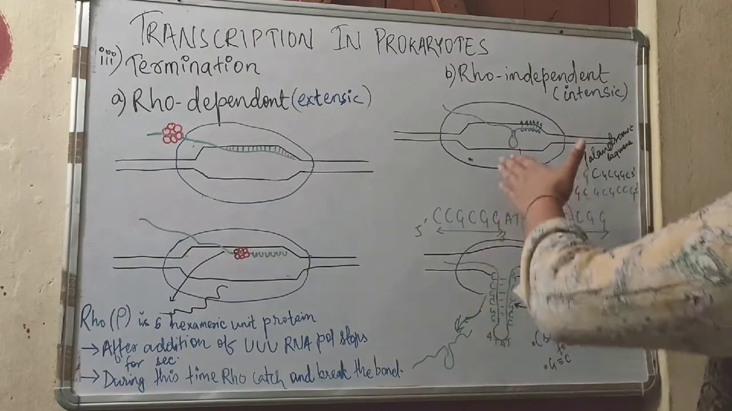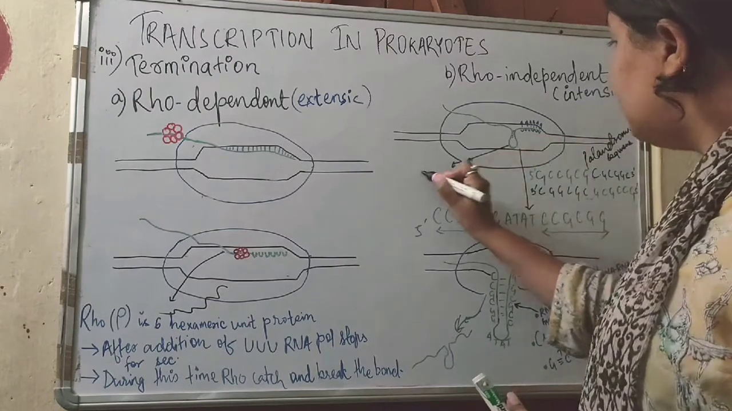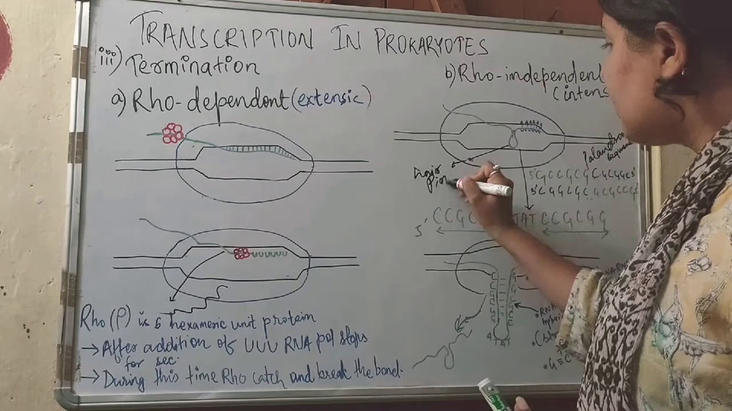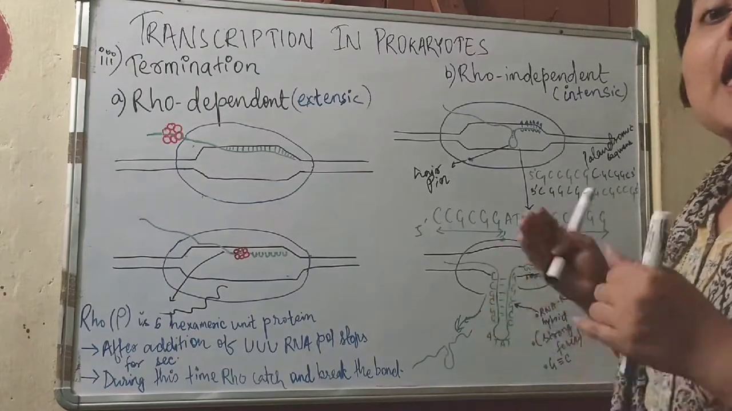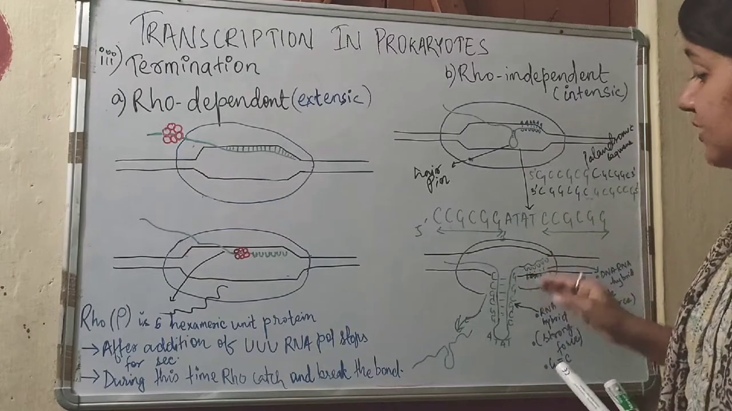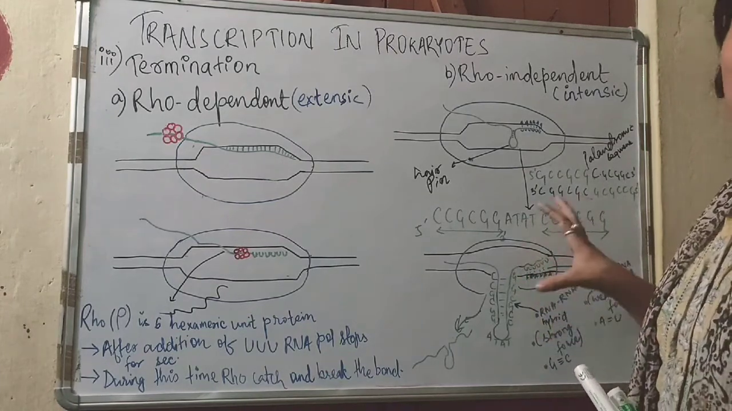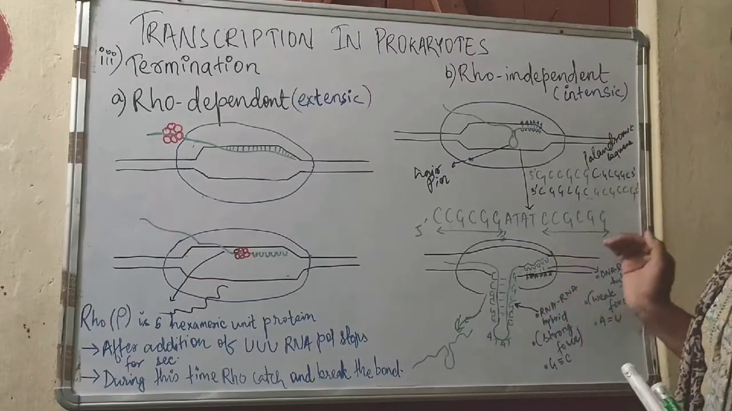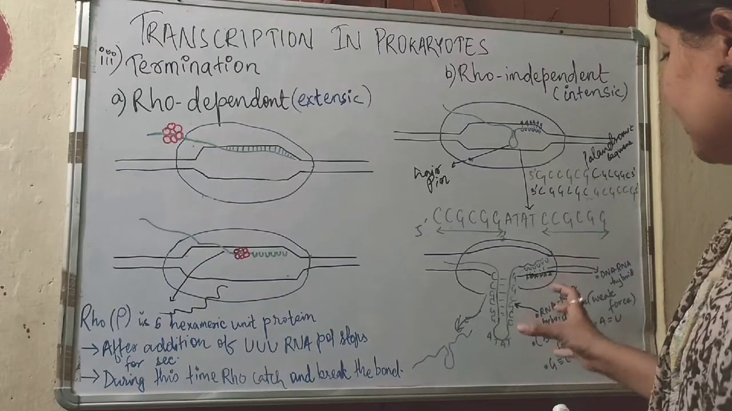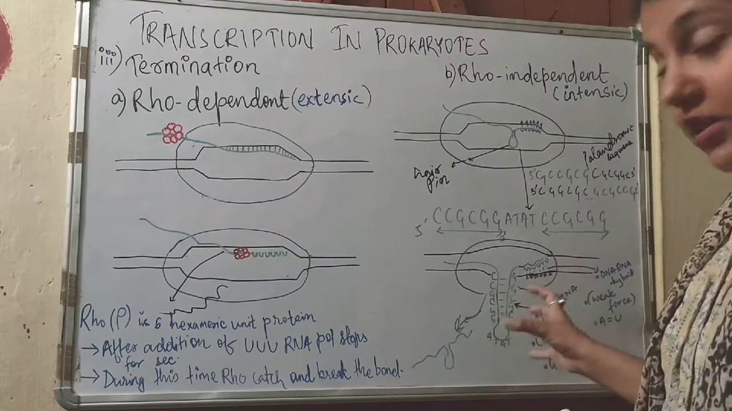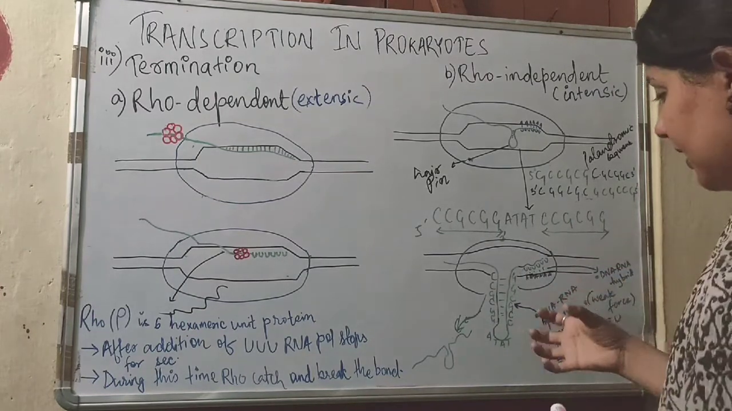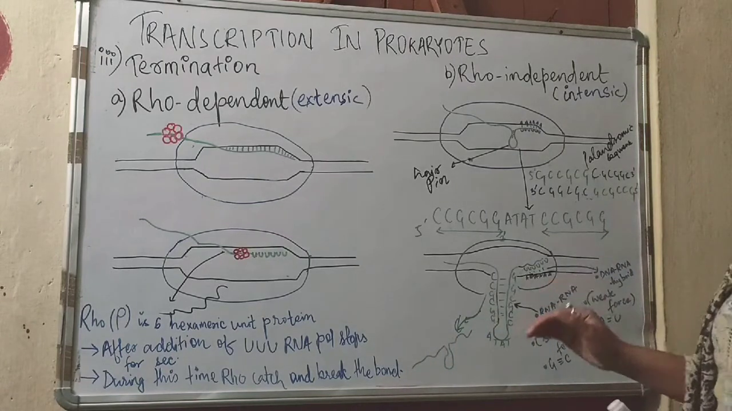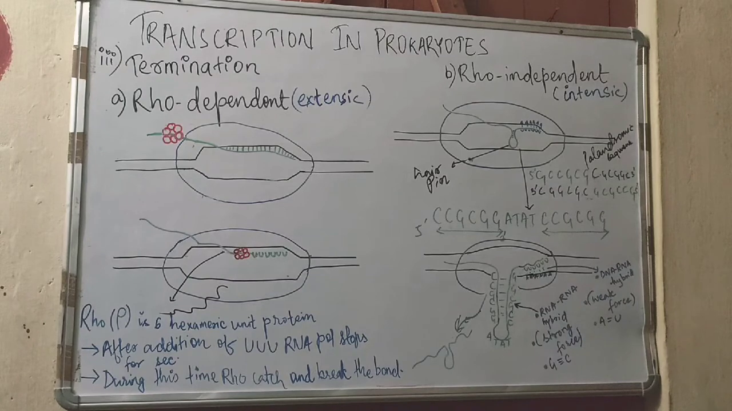In Rho-independent termination, there will be a formation of a hairpin-like structure. Because of the GC inverted repeat in the mRNA sequence, the GC will bind with one another forming an RNA hybrid, and due to the formation of this GC RNA hybrid, there is an interaction between strong and weak forces. The strong force wins, and finally the mRNA will fall off from the template DNA. Okay, this was only for today. Thank you.